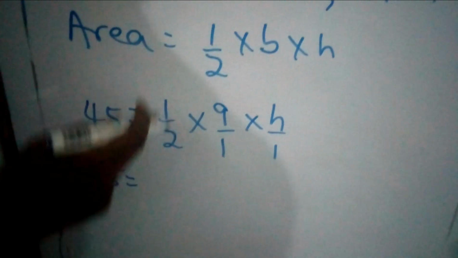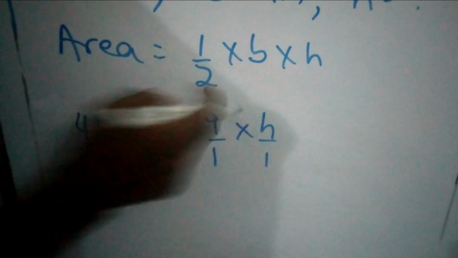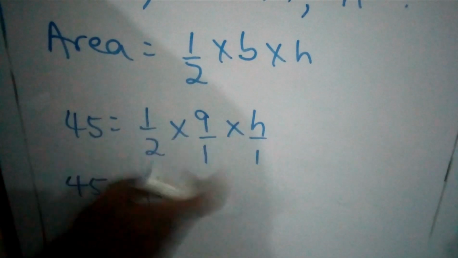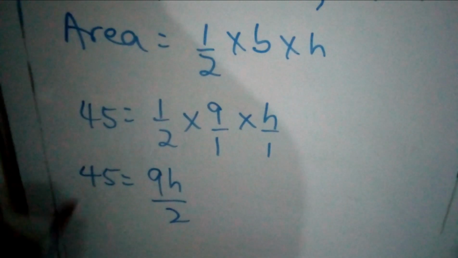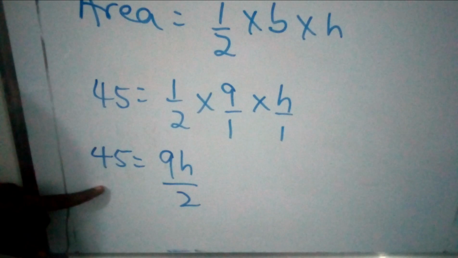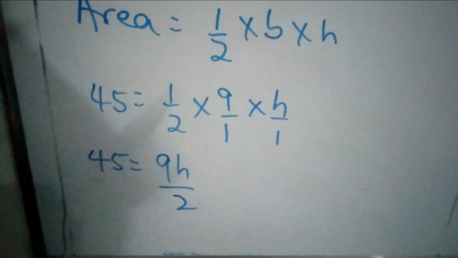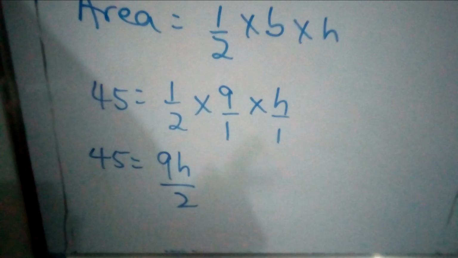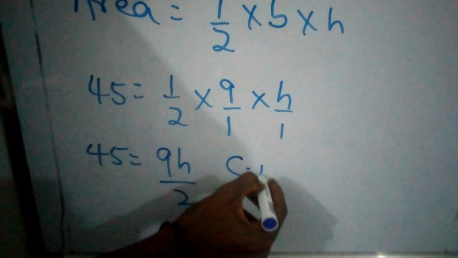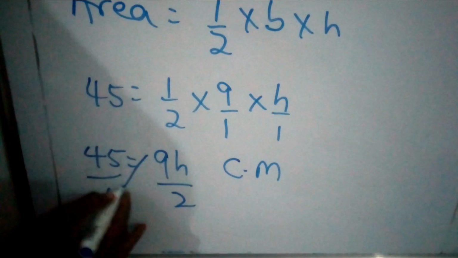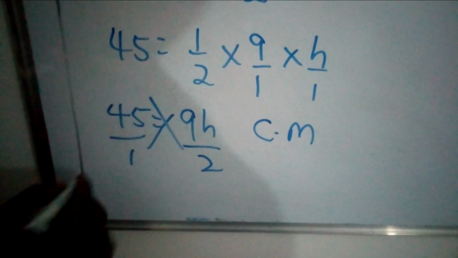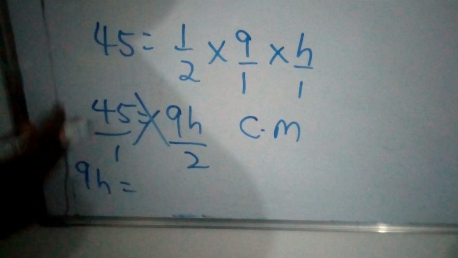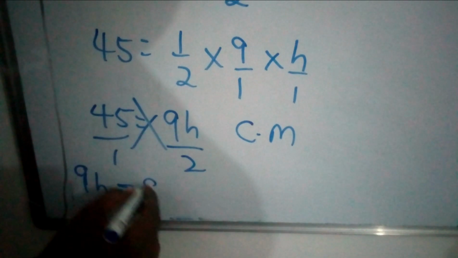So what do we say? 45 equals 1 times 9 gives you 9. 9 times h gives you 9h. Over 2 times 1 gives you 2. And in our algebra, once you have a situation like this whereby your known is in a fraction form, what do we do? We cross multiply. Don't forget, in case you have forgotten, remember now that we cross multiply. We call it CM. Okay? So this over 1, we cross multiply. It becomes what? 1 times 9h, which is 9h, equals 45 times 2. What's 45 times 2? That's 90.